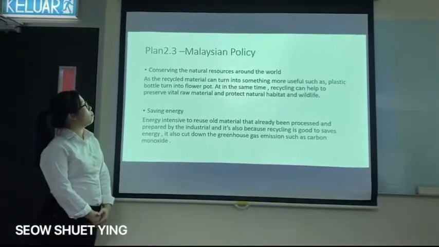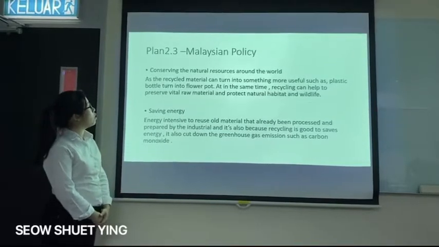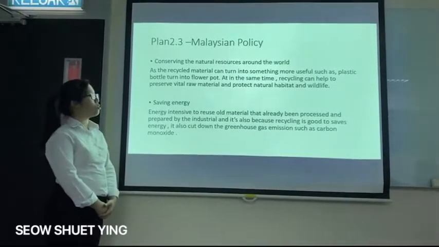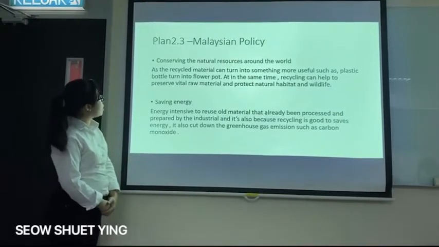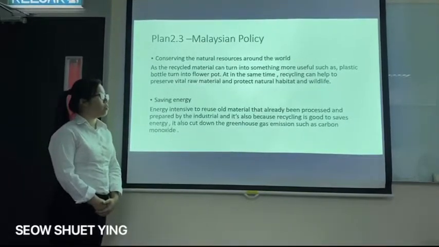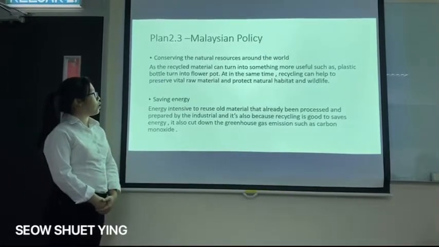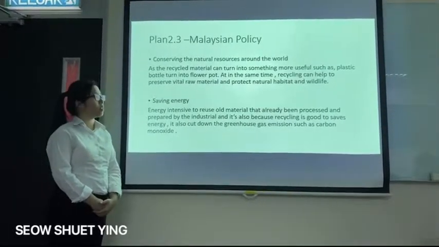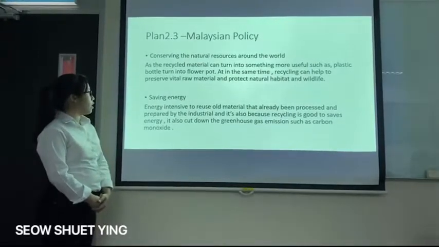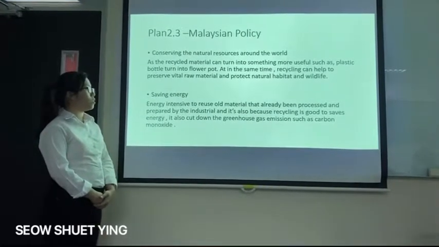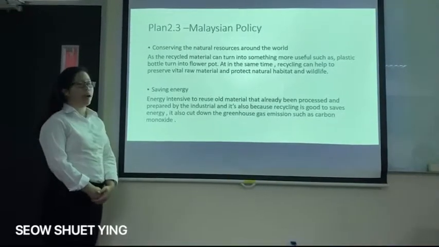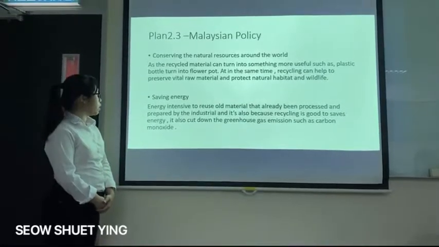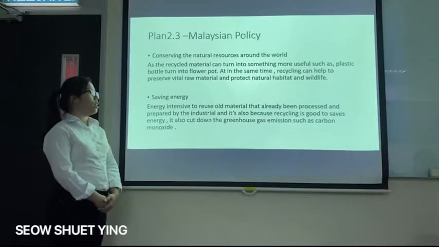Now I'm going to talk about Plan 2.3, Malaysia policies. The first one, conserving the natural resources around the world. Recycled materials can turn into something more useful, such as a plastic bottle turned into a flower pot. At the same time, recycling can help to preserve vital raw materials and protect natural habitat and wildlife, such as sea turtles and tigers. Next, saving energy. It is energy intensive to produce from raw materials, so recycling old materials that have already been processed saves energy, and it also cuts down greenhouse gas emissions such as carbon monoxide.